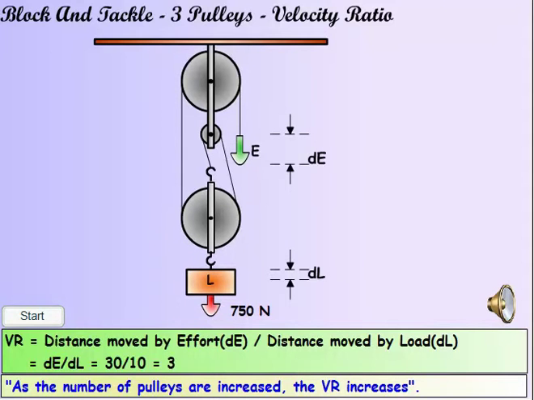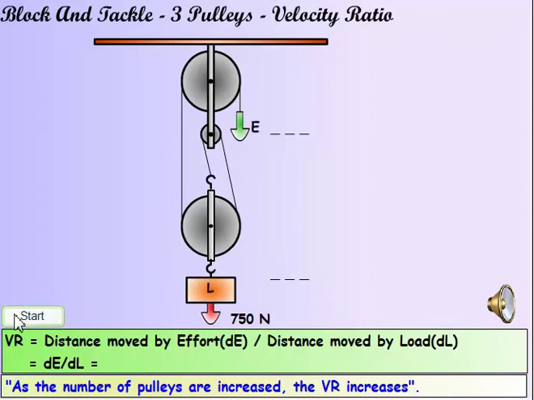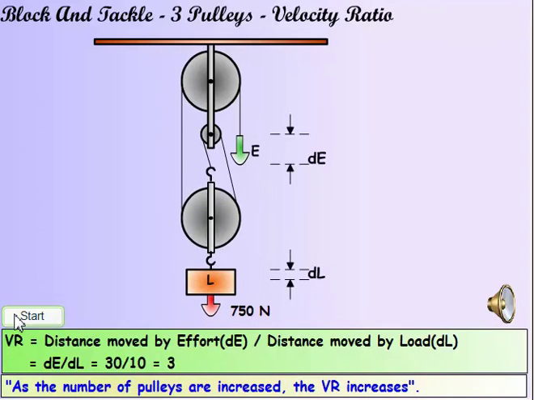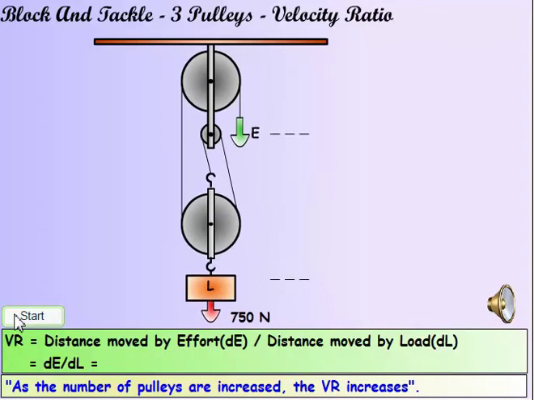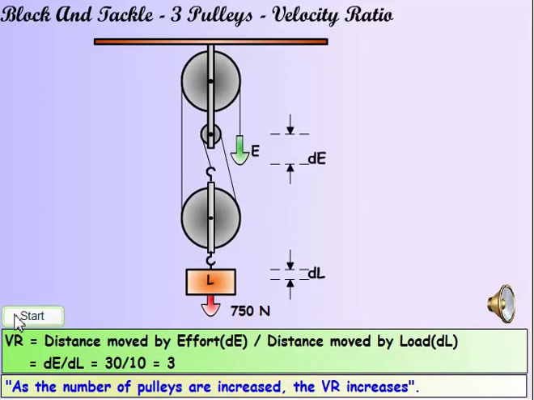With 3 pulleys, the tension in each rope is 1/3 the total load, which means you apply an effort equal to 1/3 the load. But the distance you have to apply the effort through is 3 times the distance the load is moved by.